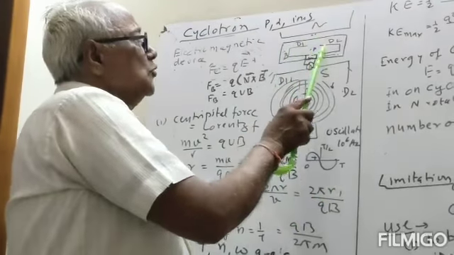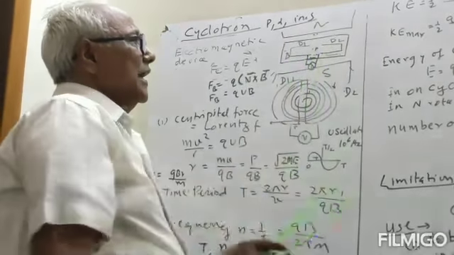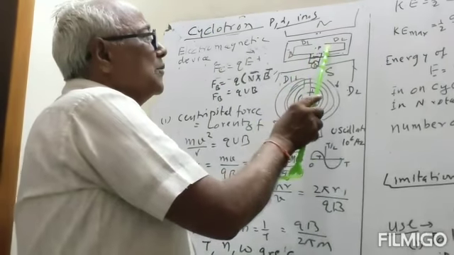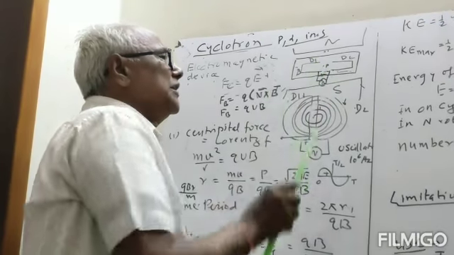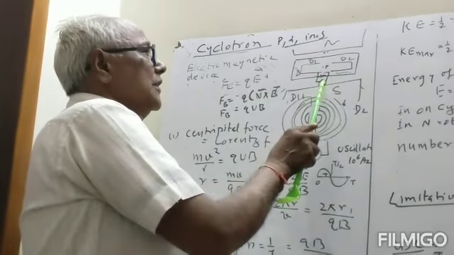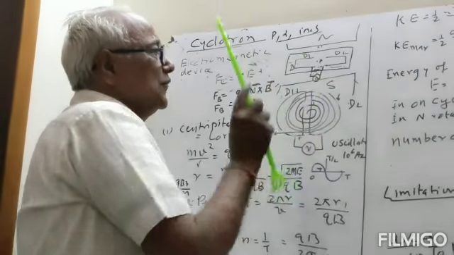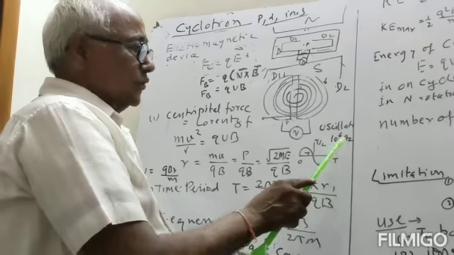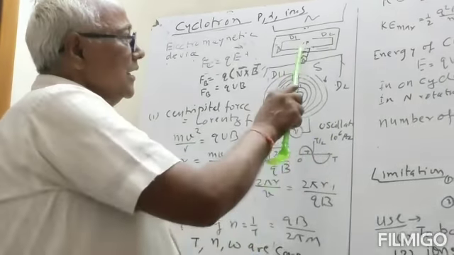Now in between these two poles, there are two D's. Their shape is like the letter D. They are empty D-shaped boxes, separated from one another by a very small gap. The gap between D1 and D2 is very small, and they are connected to an oscillator. The oscillator is an electronic oscillator, an AC source. Its frequency is very high, of the order of megahertz, meaning 10⁶ hertz. So this will be AC.